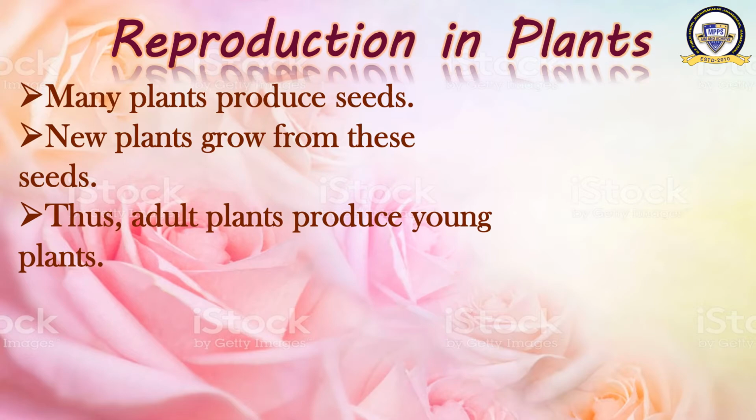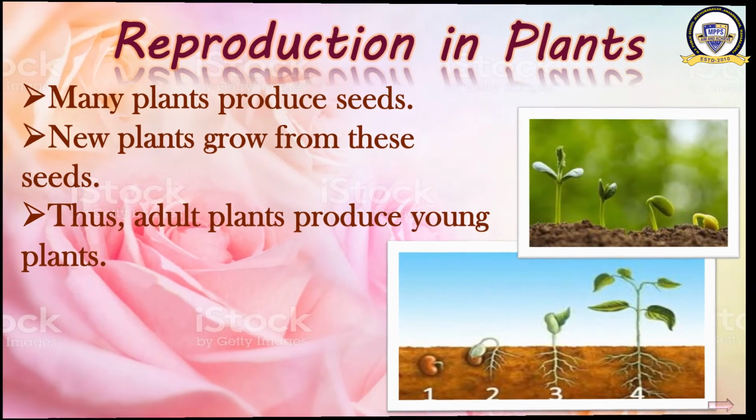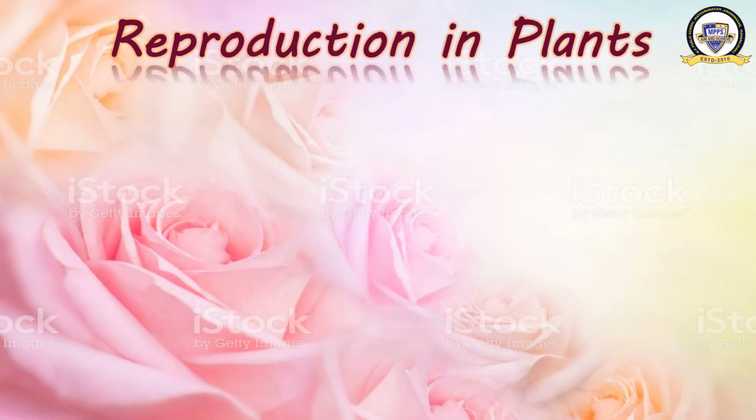I'll tell you this way, by giving seeds. The adult plants produce young plants. The young plants or the baby plants are produced by the adult plants through their seeds. From the seeds, the plants produce seeds, and from these seeds, a new plant comes out. That is reproduction. Okay, these are the photographs for that. In both the photographs, you can see that a seed is changed to a new plant. That is reproduction. Got it?